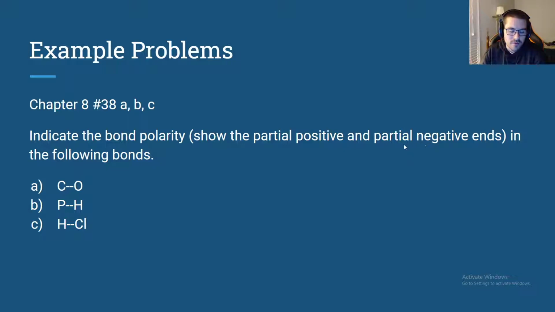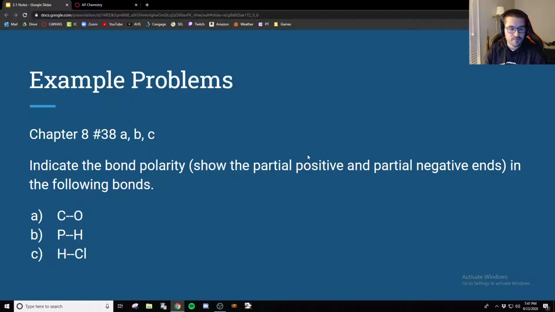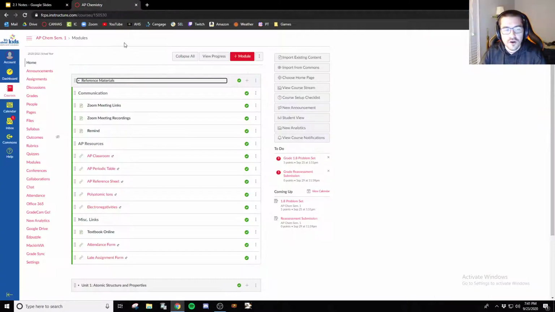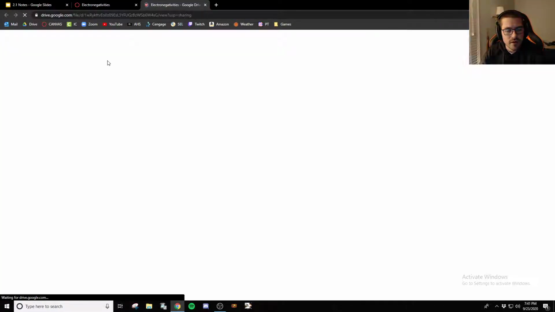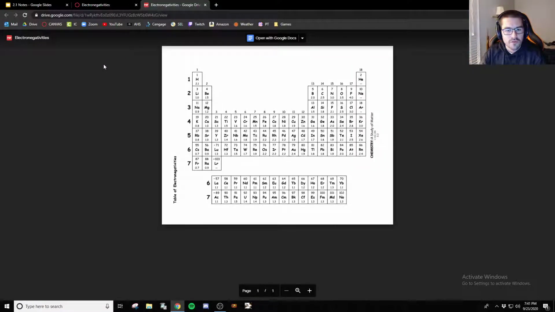Then you could say that it would be a polar bond, and then you can assign the partial positive and partial negative ends. So let's first check to see whether any of these bonds fit the polar covalent bond category, and if they do, we'll talk about how to assign the partial positive and partial negative ends. So I need to go into Canvas and pull up the electronegativity table. You can find that in the top module on Canvas.